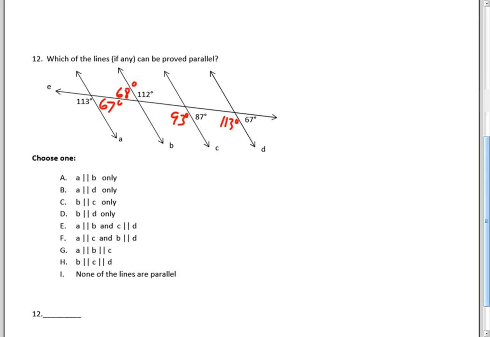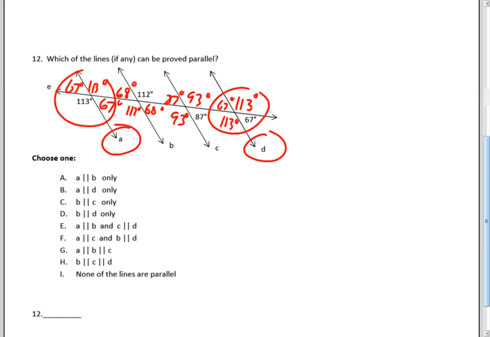Just by looking at either linear pairs or vertical angles, I can see that this system and this system are the same, therefore A and D is a combination I'm looking for.